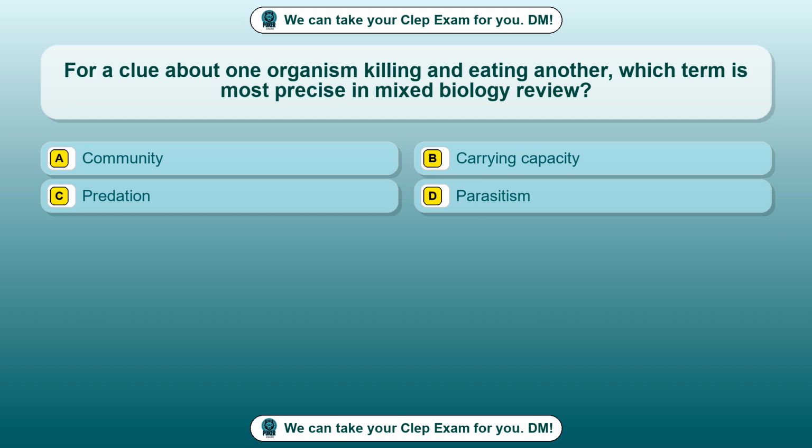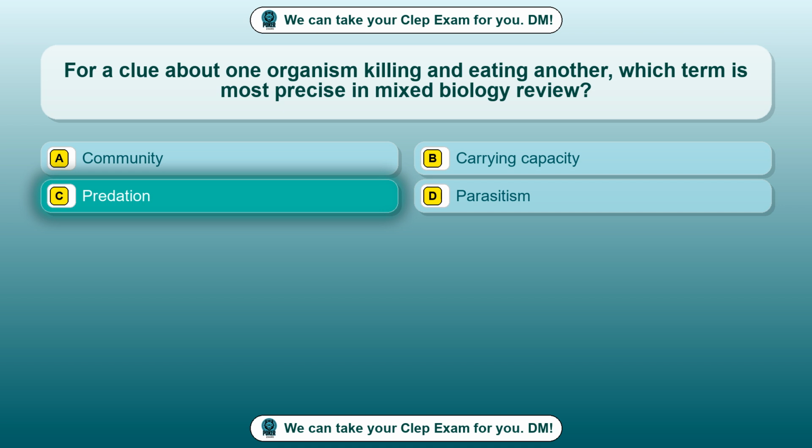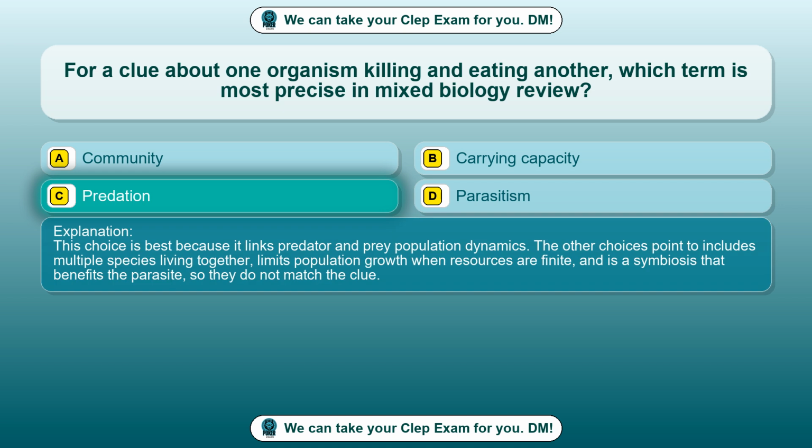Question 79. For a clue about one organism killing and eating another, which term is most precise in mixed biology review? Option A, community. Option B, carrying capacity. Option C, predation. Option D, parasitism. The correct answer is option C, predation. This choice is best because it links predator and prey population dynamics. The other choices point to includes multiple species living together, limits population growth when resources are finite, and is a symbiosis that benefits the parasite, so they do not match the clue.